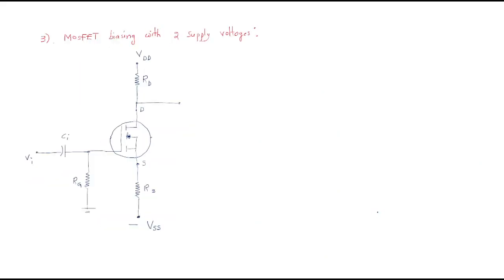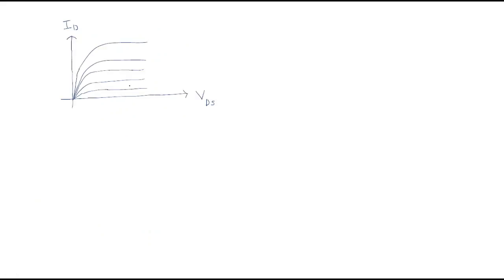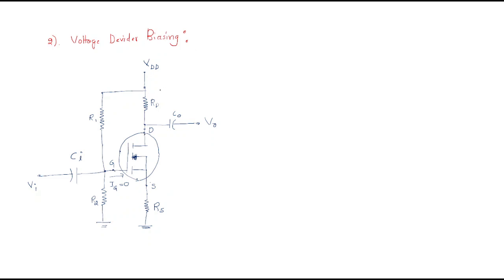The next method is the voltage divider biasing method. Look here: same circuit, drain, gate, source. This is the N channel type, and we are giving the input through an input capacitor and taking the output from the output capacitor. Always you should give the biasing through a resistance, that is the RD resistance, and the source has the resistance RS. If you observe here, we should connect two resistances: one is the R1 resistance and the other is the R2 resistance.